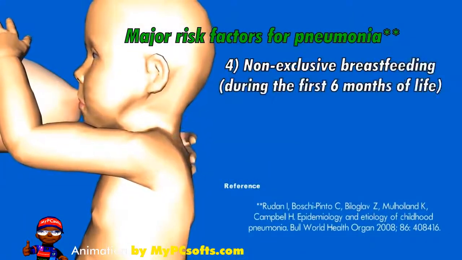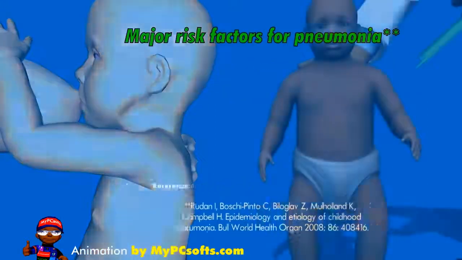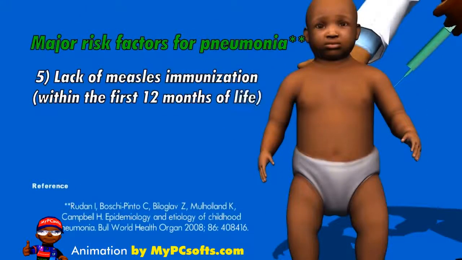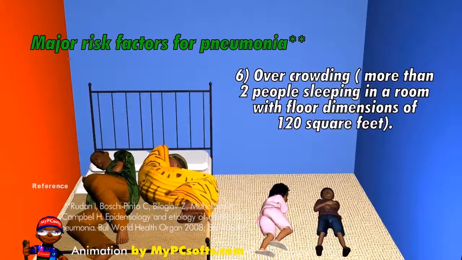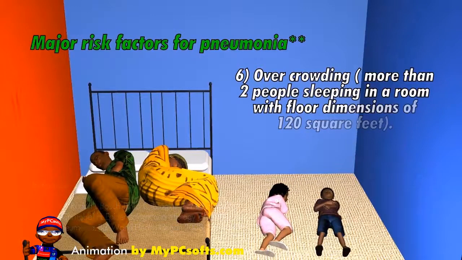Non-exclusive breastfeeding during the first 6 months of life, lack of measles immunization within the first 12 months of life, and overcrowding, that is more than 2 people sleeping in a room with dimensions of 120 square feet.